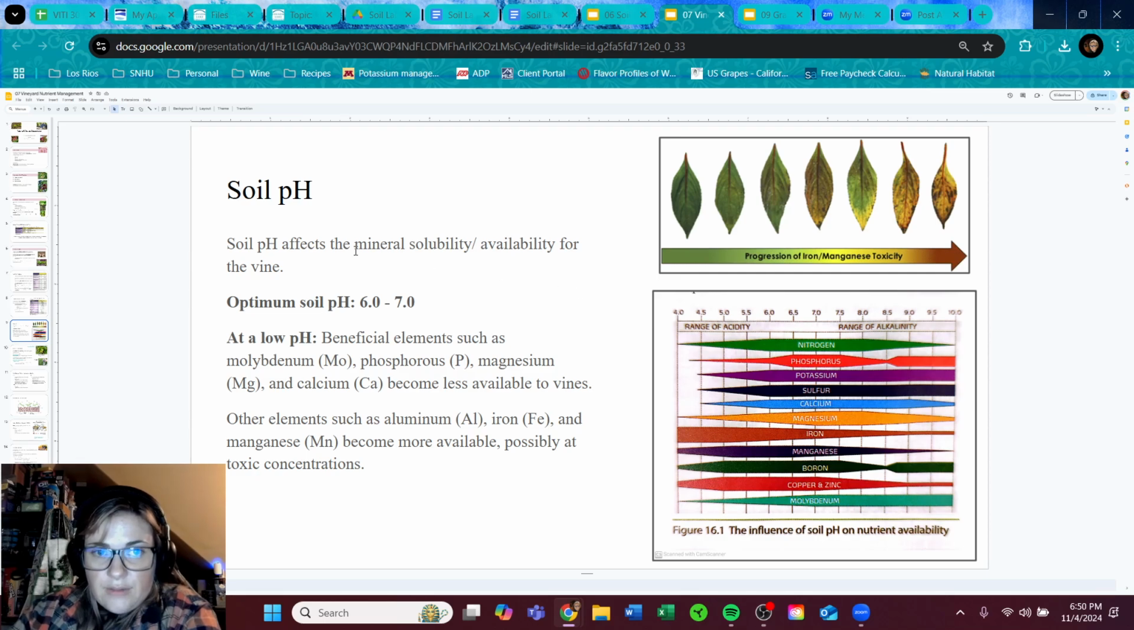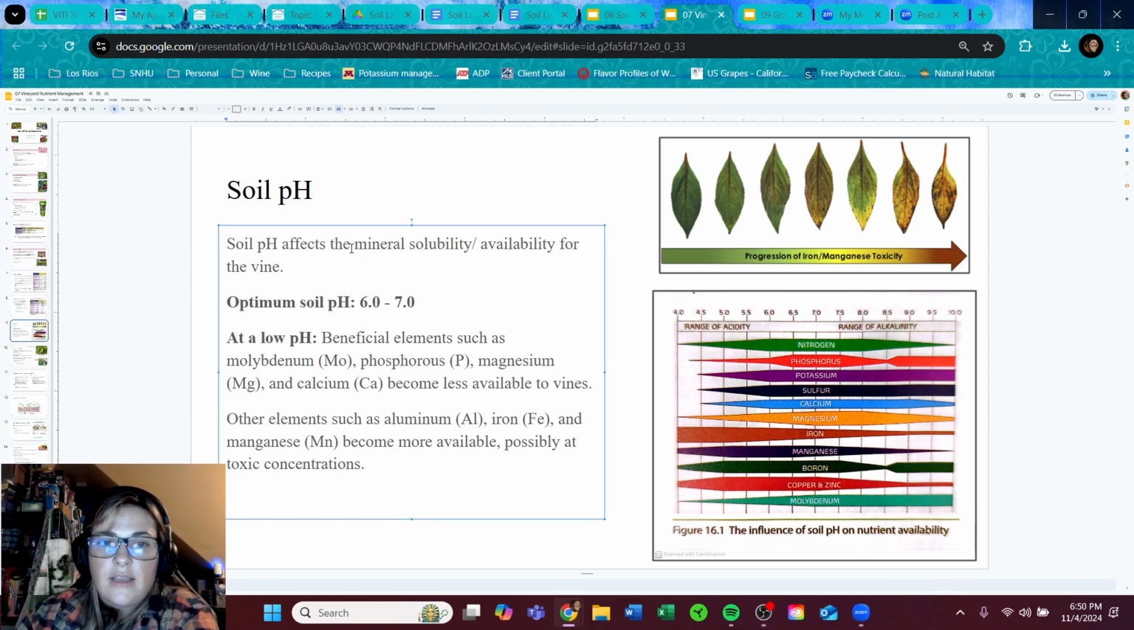Soil pH. It's very important. It's what determines the accessibility of these nutrients for the vine. Optimum soil pH between 6 and 7. This would be a really good multiple choice or true or false question.